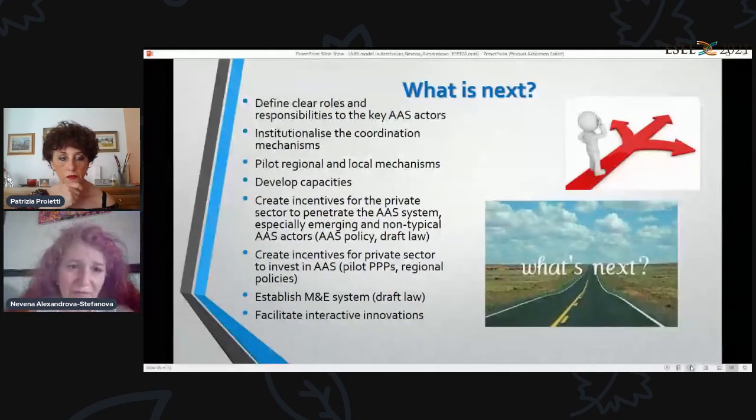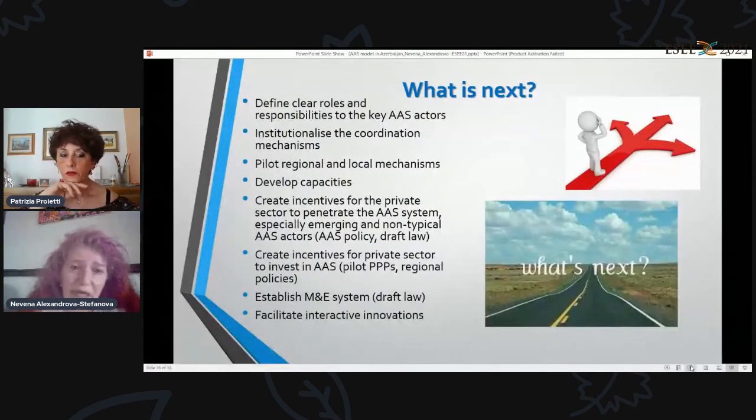We need to define clear roles and responsibilities for the key actors of the system. That's the role of the government. So far, they are still experimenting, and they are transferring key roles and leading responsibilities to different agencies, which creates a little bit of an environment of unpredictability, but we hope with the project intervention this will be settled.